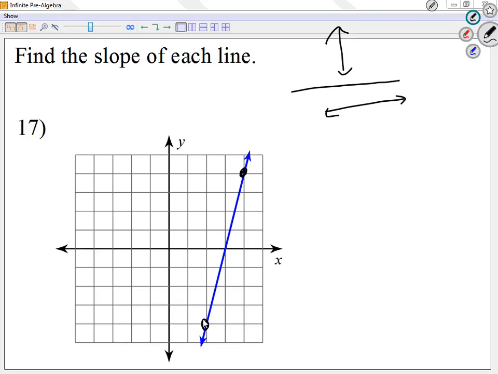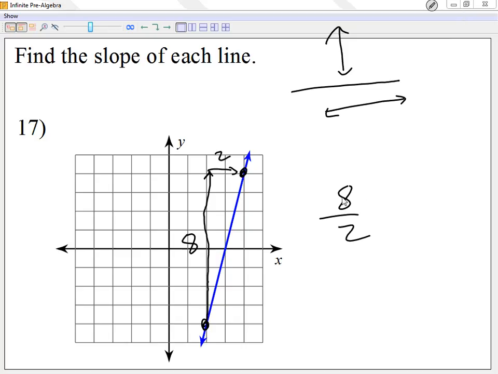So it seems like I'm going to start at this point. It seems like I have to go up, and I'm counting my spaces. There's 3, 4, 5, 6, 7, 8. So it seems like I'm going up 8 spaces. Like I said, I'm traveling from one point to the other. I go up, and then I go to the right 2 spaces. So my slope will be 8 over 2.